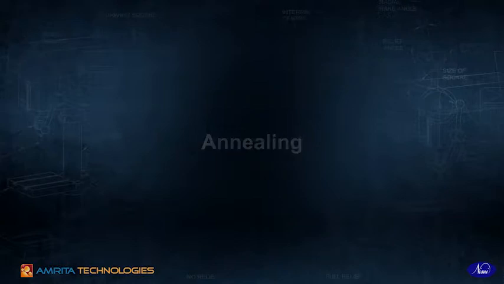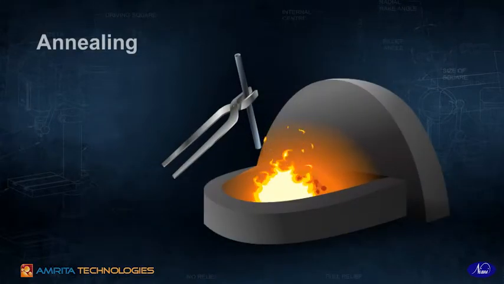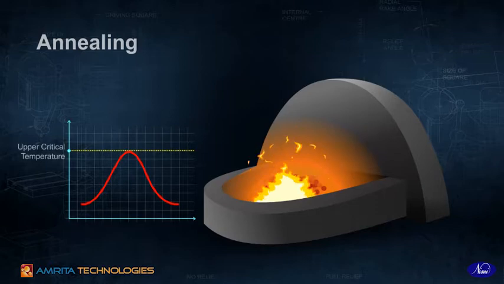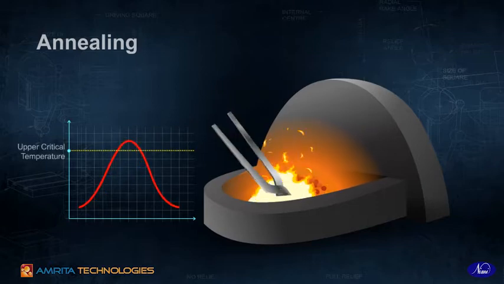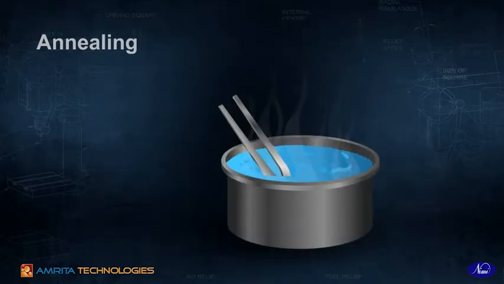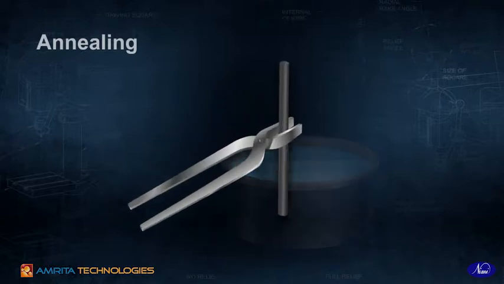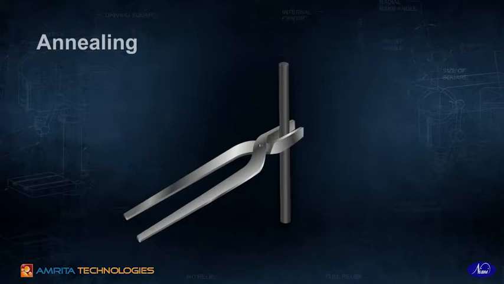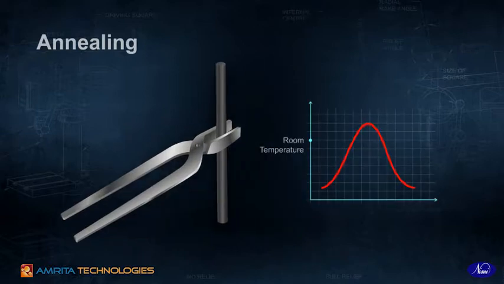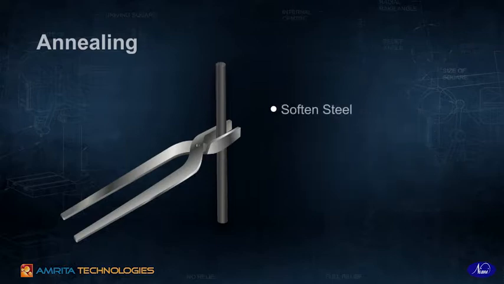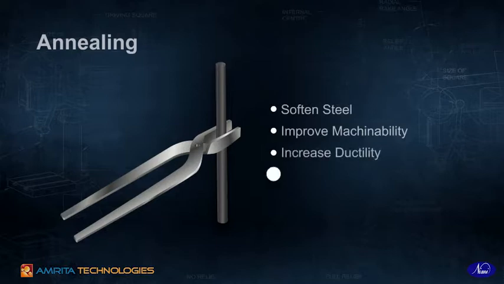Annealing. Annealing is a softening process which involves heating metal to above upper critical temperature and then soaking it for a sufficient amount of time until its grain structure transforms. Once this transformation has taken place, it is slowly cooled down in the furnace to room temperature. Annealing is done to soften steel, improve machinability, increase ductility, and relieve internal stresses.